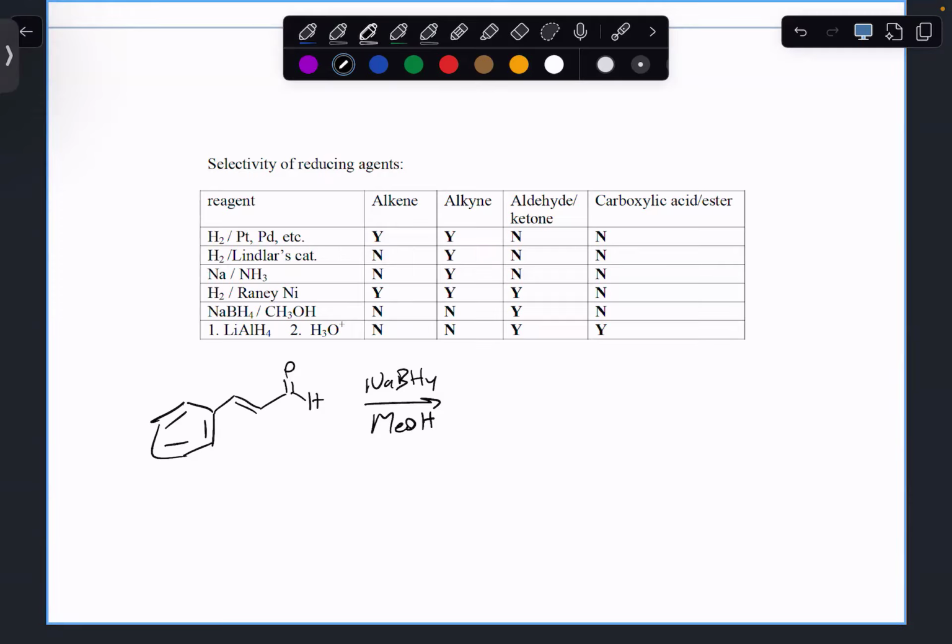So here we have three potential things that could possibly reduce. Now, by the way, we just said borohydride cannot reduce an alkene. So that kind of takes care of one of those. Can borohydride reduce a benzene?